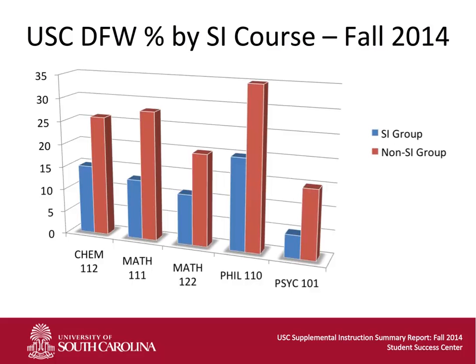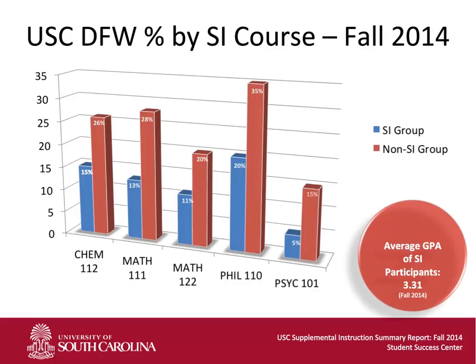Each of the 5 courses listed in this chart are being used as examples, as they typically have the highest enrollment numbers of 1,000 or more students. The differences in DFW percentages for 5 courses in this chart is an adequate representation of the program's overall impact. Additionally, the average GPA of an SI participant is 3.31. On average, for these courses, 44% of enrolled students attend one or more SI sessions.